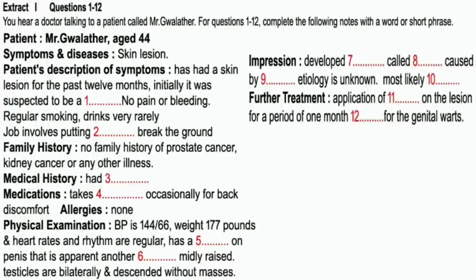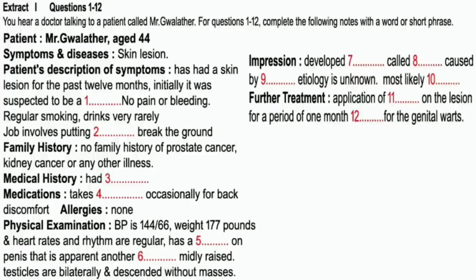Do you get fever? No, doctor. Are you positive for HIV or do you have any STDs? No, doctor. Have you had any surgery in the past? Yes, doctor. I had back surgery with fusion of L5S1. What medications are you taking? I take Percocet occasionally for back discomfort. Are you allergic to any medicine?